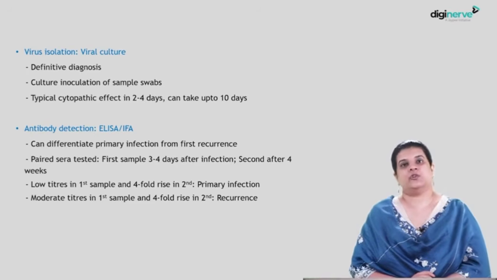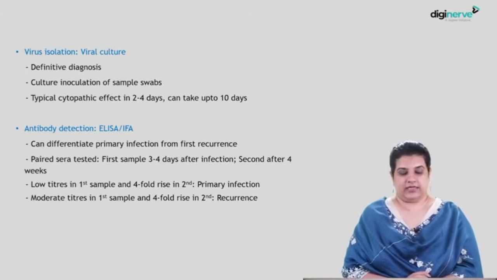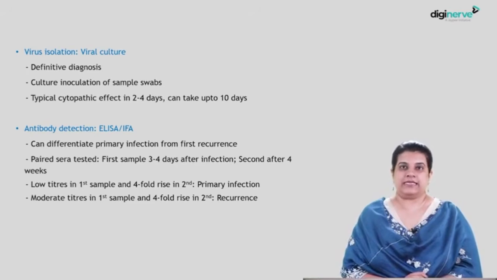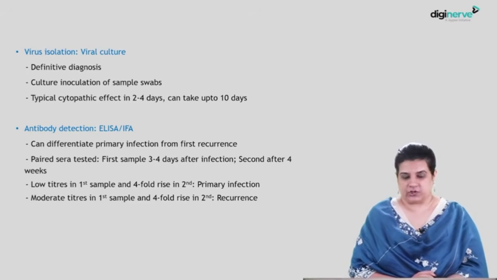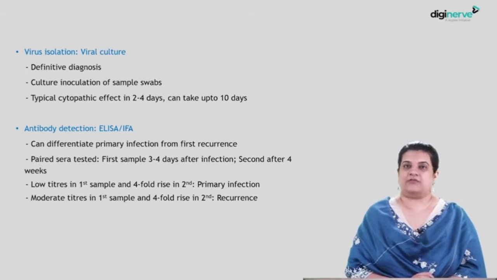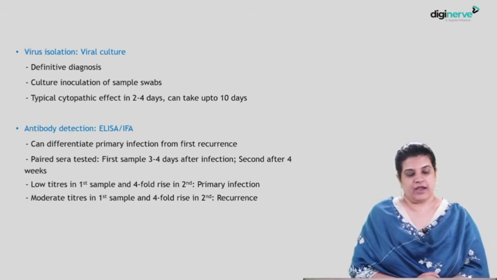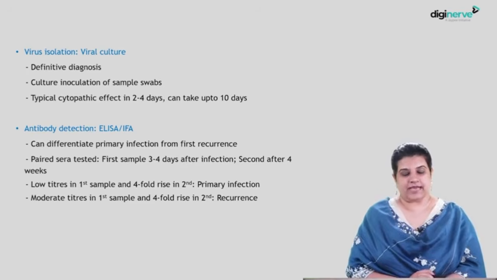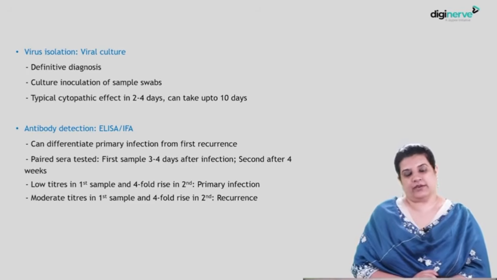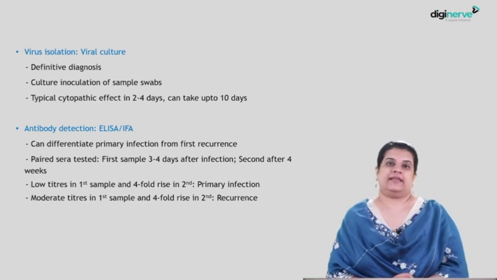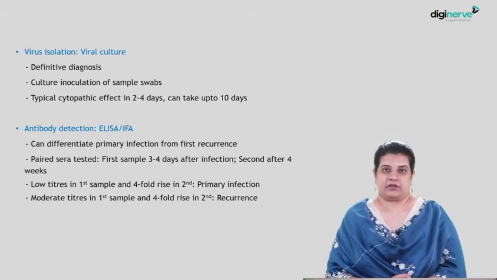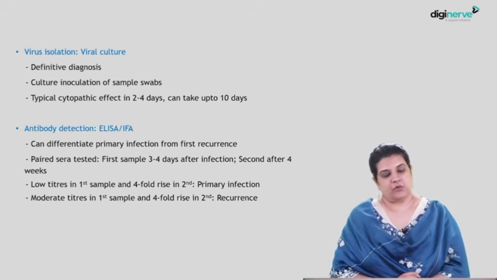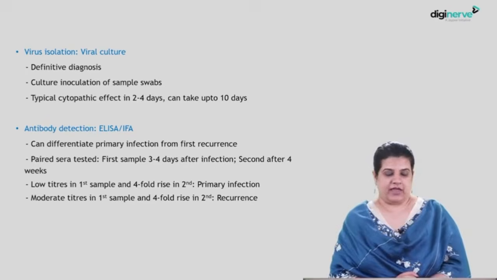Paired sera are usually tested whenever we are doing this test. The first sample is taken 3 to 4 days after infection, while the second one is taken after 4 weeks. If you find low titers in the first sample and about 4-fold rise in the second sample, then that means the patient is having primary infection. But if you find moderate titers in first sample and then 4-fold titers increase in the second sample, that refers to a recurrence.